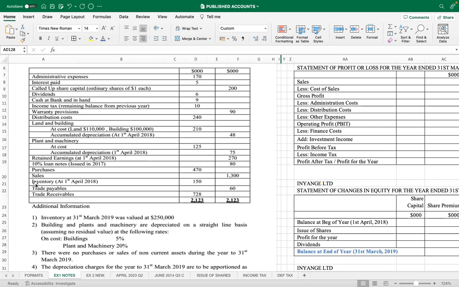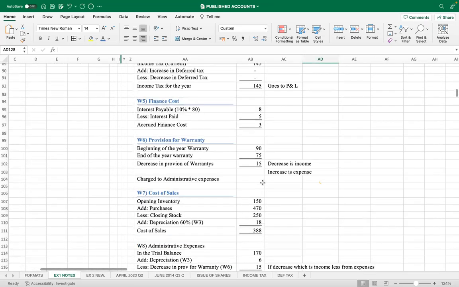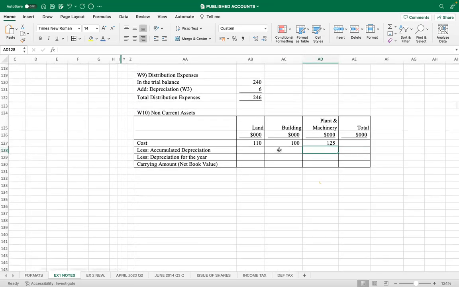48 is for building. And for the plant and machinery, 75. So 48 and 75. Remember, land is not depreciated.